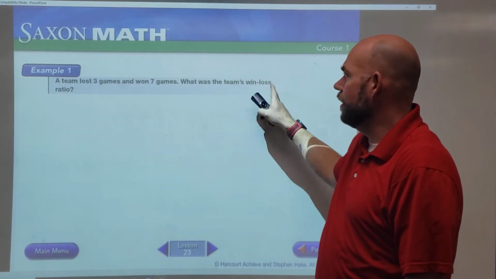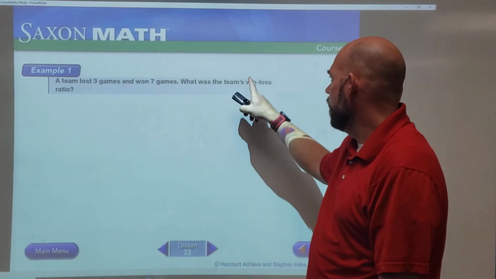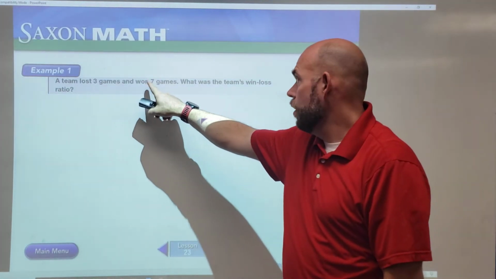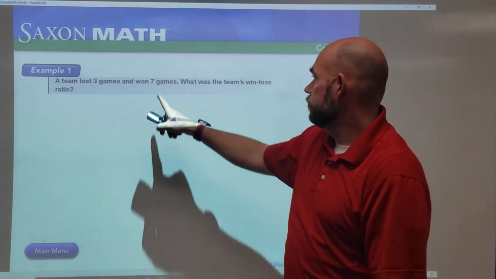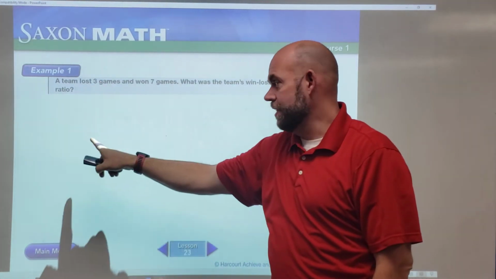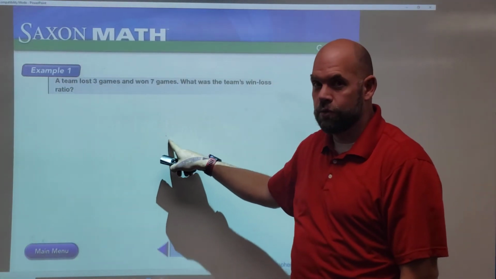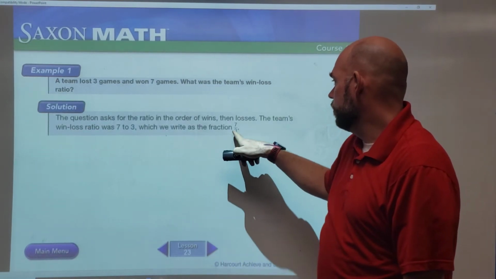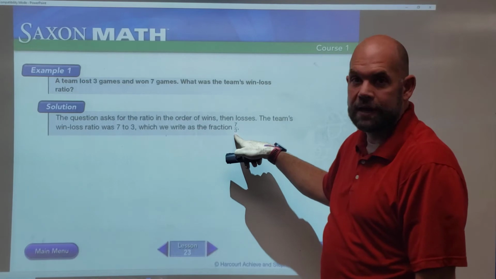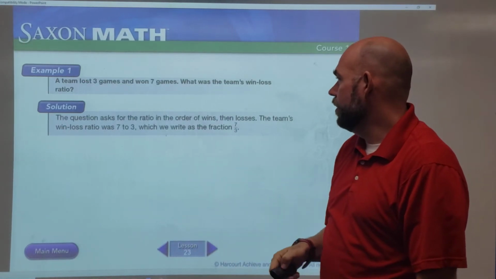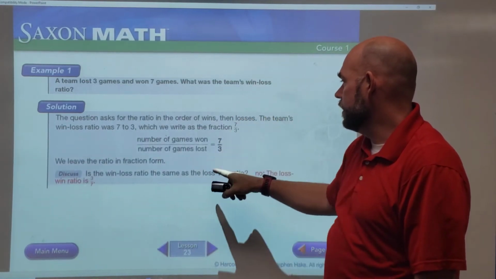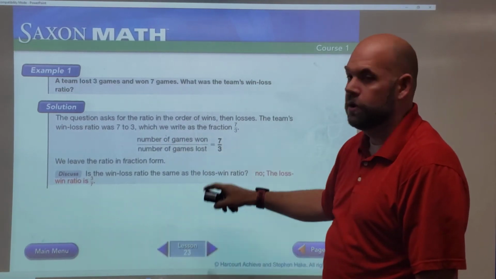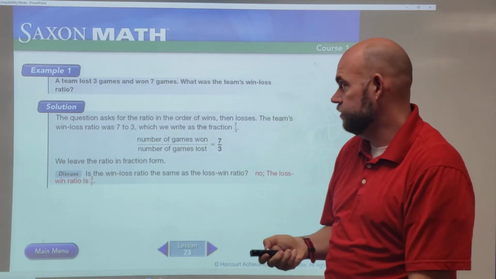So a team lost 3 games and won 7. What was the team's win-loss ratio? Now this is a tricky question because it says win-loss ratio, but the second number is the win one. So that's what we're going to put first, win-loss ratio. So 7 to 3. We can say 7 to 3, 7:3, or 7/3 if we put it in fraction form. So 7/3 is the way we're going to want to write it in this example. Remember, the win is the first one, so we need to put that game first. Number of games won, 7. Number of games lost, 3. So that's our ratio in fraction form.